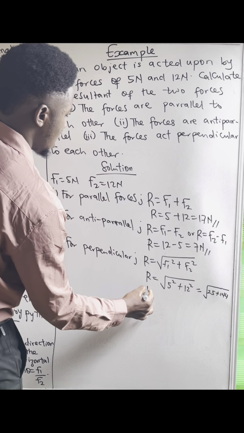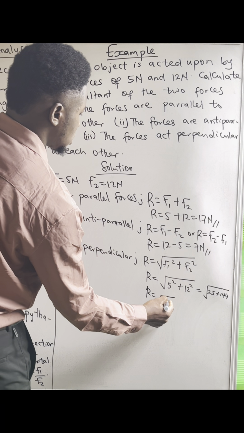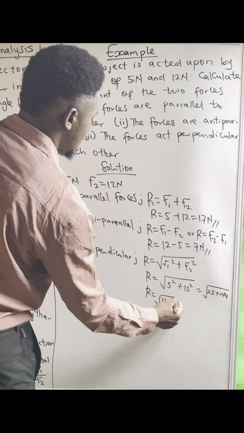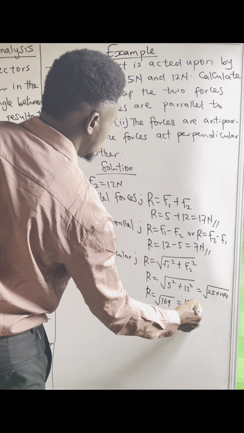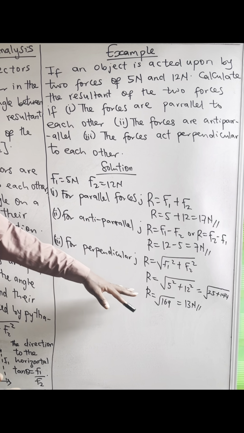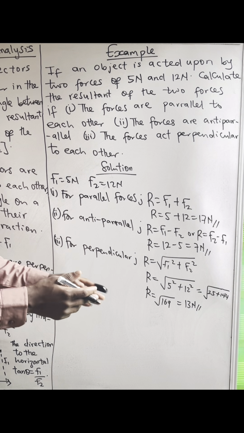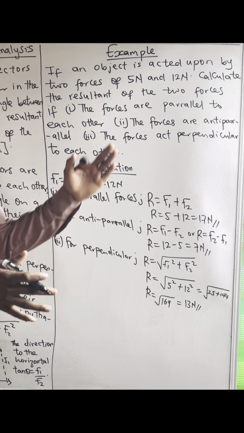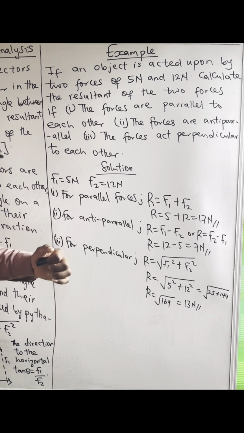144. So therefore, our R will be equal to the square root of 169, and this is equal to 13 Newton. So that is the resultant. But for this perpendicular force, we can also calculate the direction which the resultant makes with either force 1 or force 2. Let's look at this.